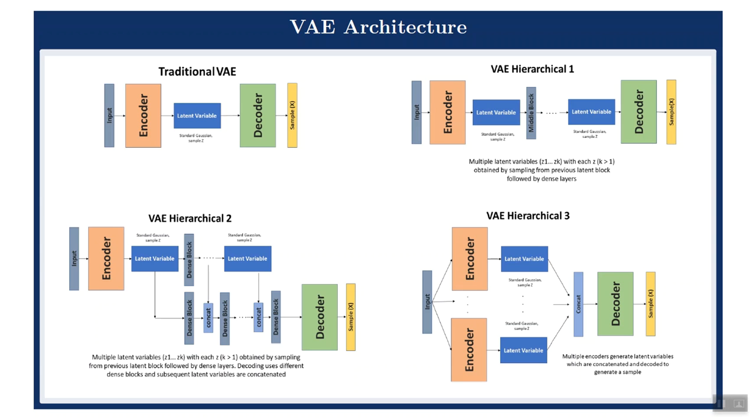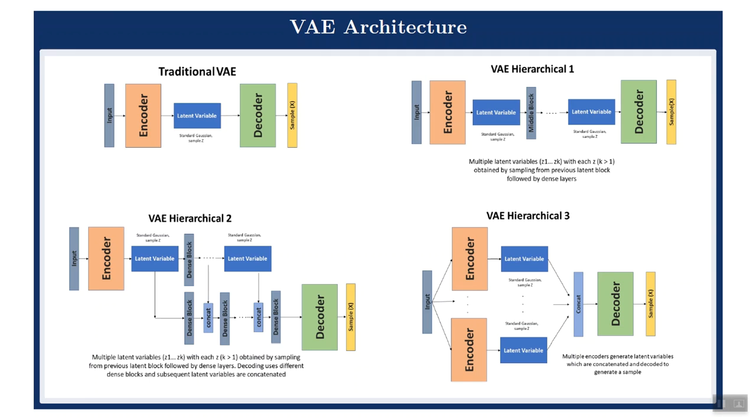When we look at hierarchical VAE1, the variation is that you start by generating a latent variable using an encoder module and then follow it with subsequent latent variable modules, where we have a latent variable model followed by a sequence of dense blocks to lead to the next latent variable model and so on. A variation of that design would be hierarchical VAE2, where we use latent variables in a sequential format. The only difference is that the decoding uses different dense blocks than the encoding block.